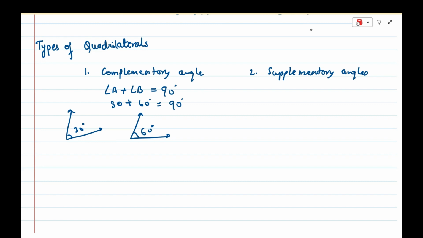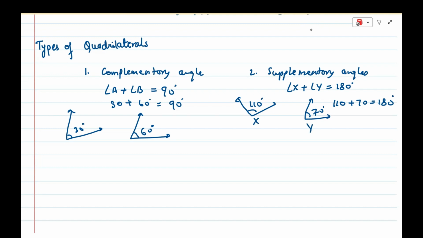Take another case. Suppose I have one angle, this one is 110 degrees, and there is another angle which is 70 degrees. If the sum of angle X and angle Y is 180 degrees, then I say they are supplementary. So here 110 plus 70 is obviously 180 degrees. So I will say angle X and angle Y are supplementary.